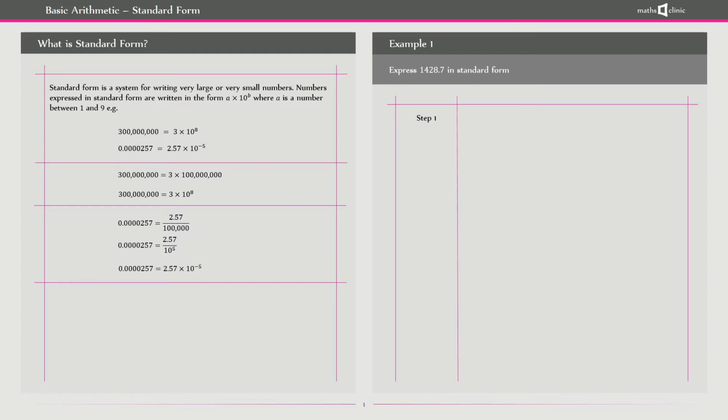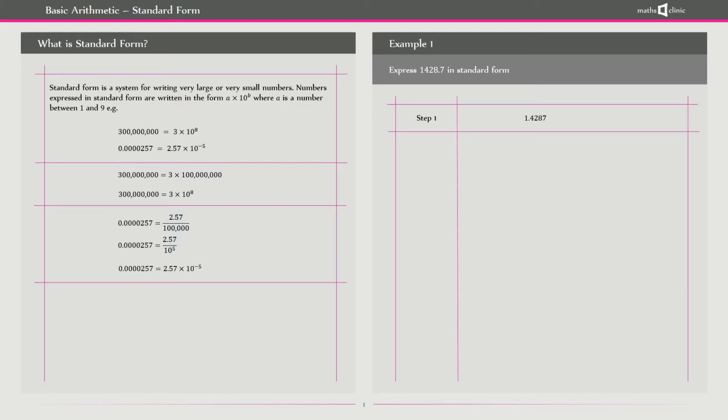Okay, so the standard number is a number related to this number, but it is between 1 and 9, or the number pretty much just has one place value before the decimal point. So I tell you that that number is 1.4287, okay, so this is our standard number.